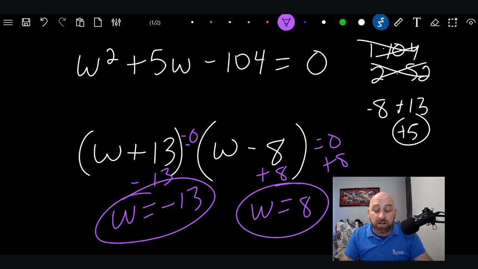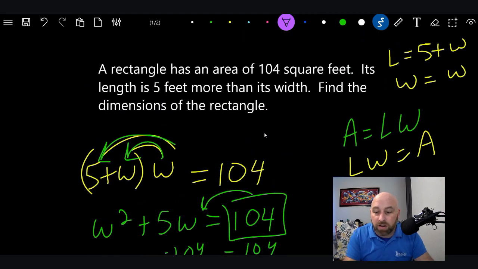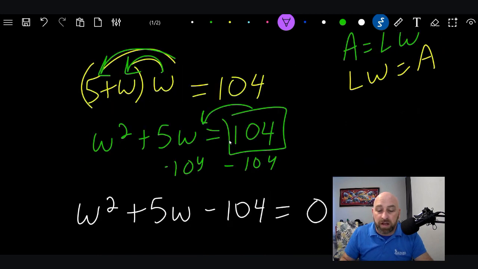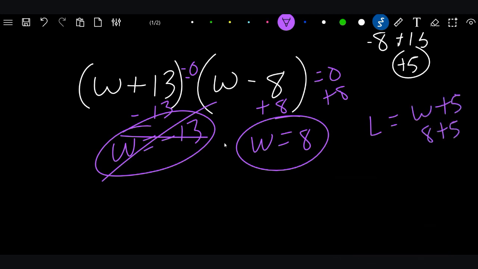Now, how do we find our length? Well, go back to the thing where we figured out our length. Our length was W plus 5. So this one can't work. That W doesn't work because it's negative. So we have a width of 8. And so the length would equal W plus 5, or 8 plus 5. In other words, the length equals 13. Okay? The length equals 13. So there's your solution to the problem. The length is 13 and the width is 8.